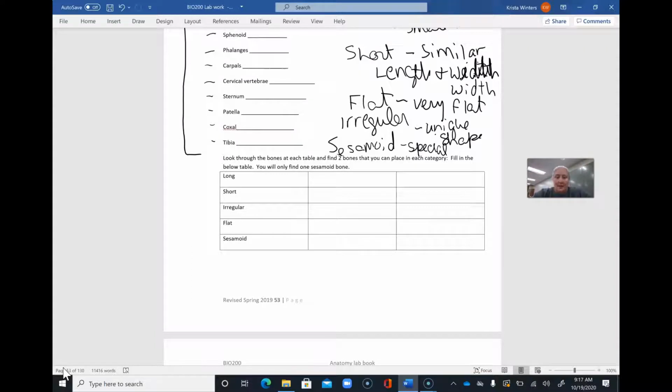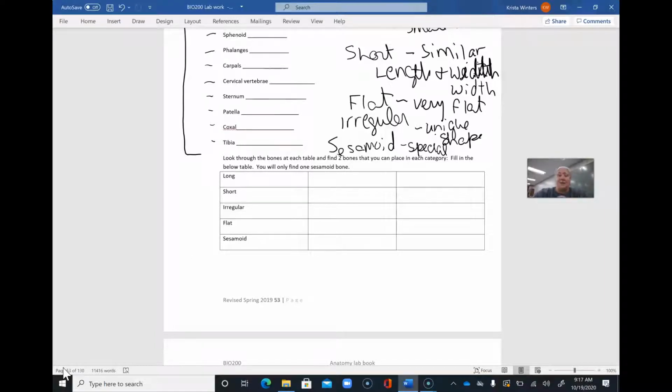Let's see. Oh, no, I did that. Let's do pisiform. What type of bone is the pisiform? And cervical vertebrae. What type of bone is cervical vertebrae?